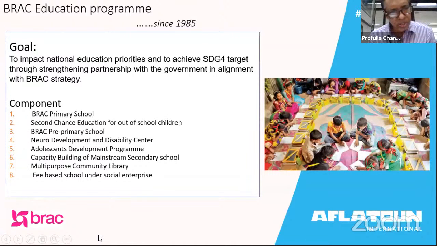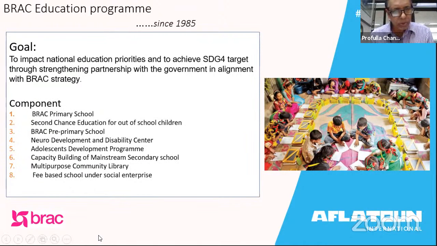We have several components in education. The topmost are BRAC primary schools, second chance education for out-of-school children. This program we implement in partnership with the government. BRAC pre-primary school is our own program. We also have the Neuro Development and Disability Center, the adolescent development program, and capacity building of mainstream secondary schools in our country. 99% of schools are built by the communities, and we work with those private secondary schools. We have multi-purpose community libraries, and also fee-based schools under social enterprise.